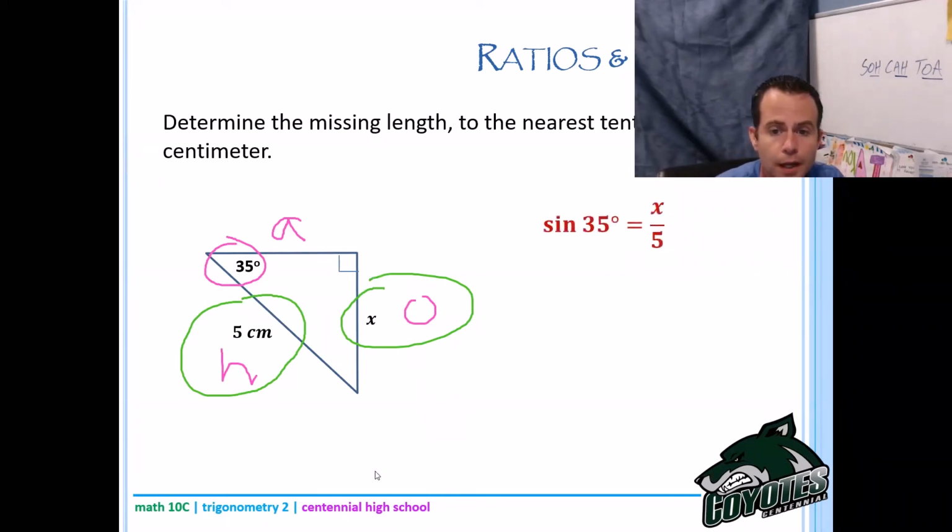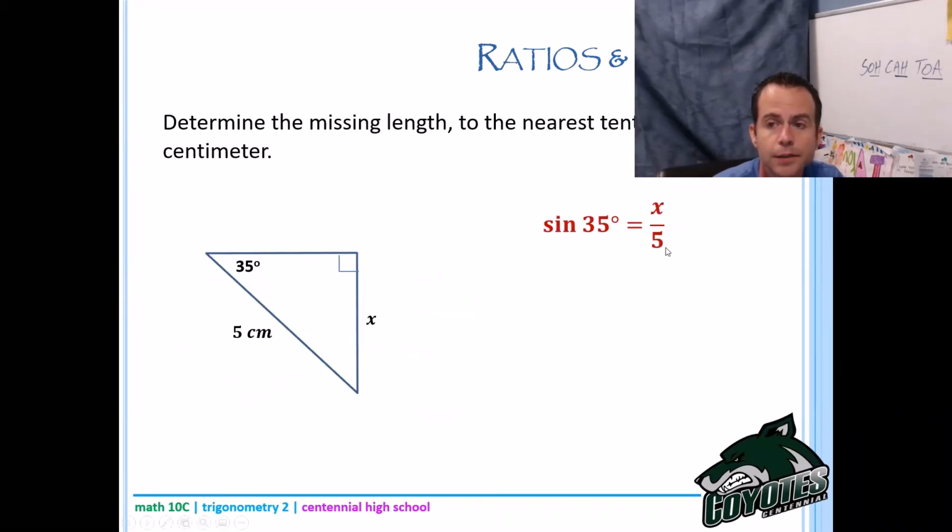So I go sine of 35 degrees is x over 5. I have to get rid of the division of 5 in order to get x all by itself. So I multiply both sides by 5, and 5 times the sine of 35 gives me 2.9.